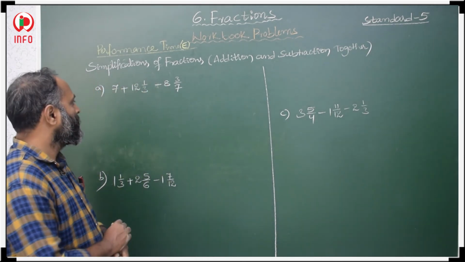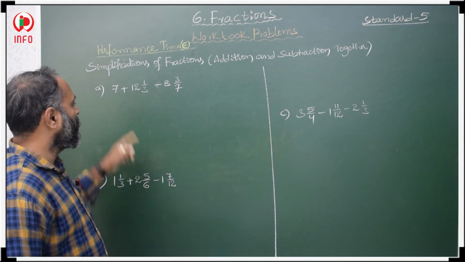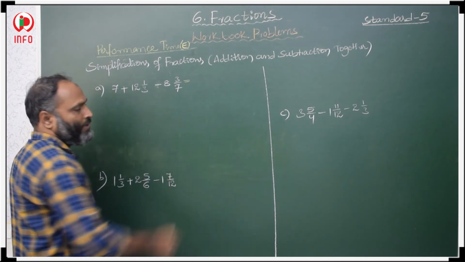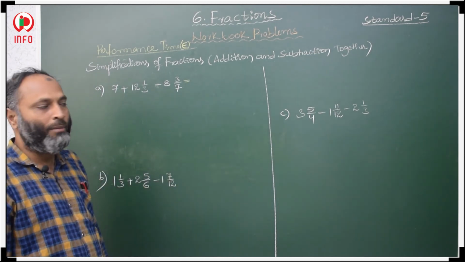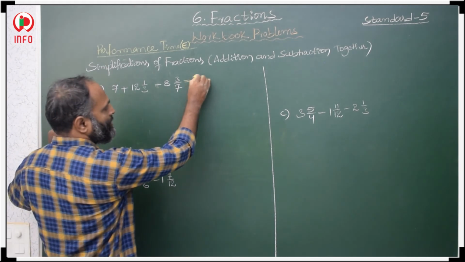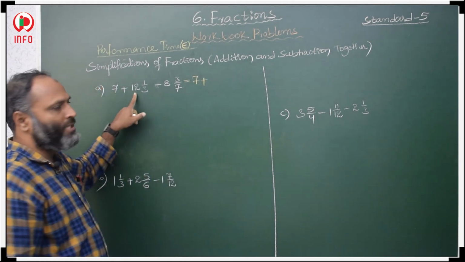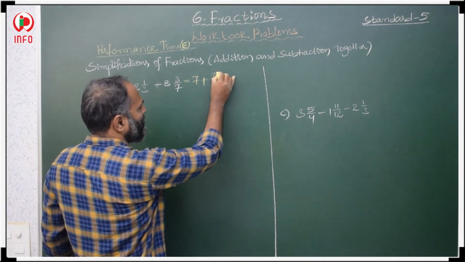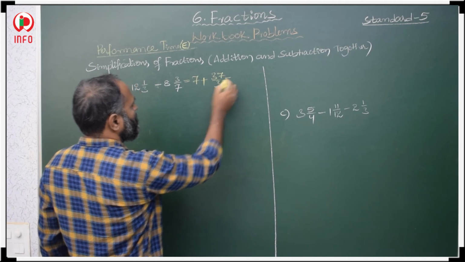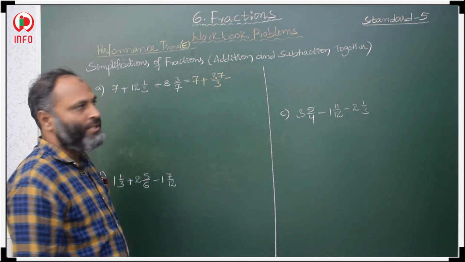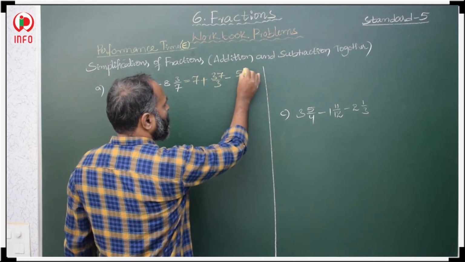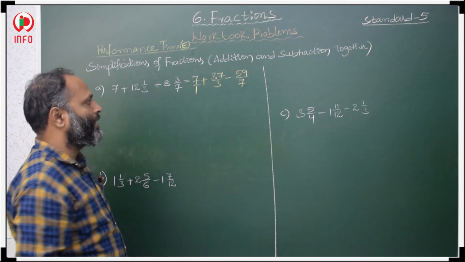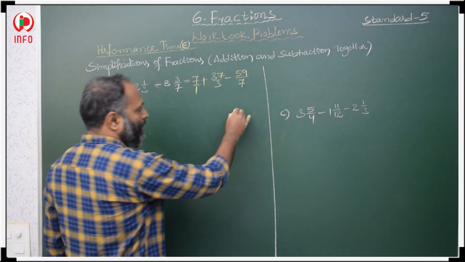Then how to find? See here, first we have to convert the given mixed fractions into improper fractions first. This 7 as it is, plus this mixed fraction we have to convert into improper. 12 3s are 36 plus 1, 37, 37 by 3, minus 8 7s are 56 plus 3, 59 by 7. Here there is no denominator for the whole number, which means by 1 is there. Now after that we have to make a rough column.